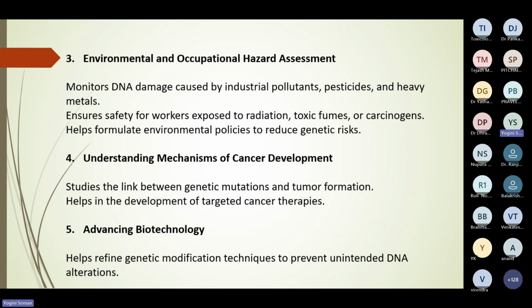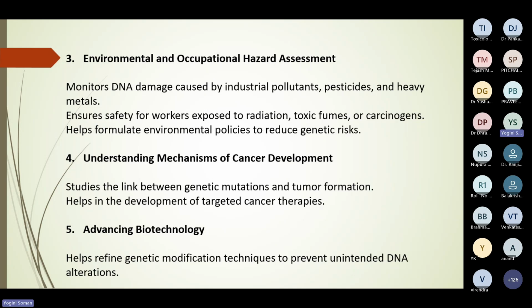Third is environmental and occupational hazard assessment. It monitors the DNA damage caused by industrial pollutants, pesticides, and heavy metals. It ensures the safety of workers as well, who are exposed to radiation, toxic fumes, or carcinogens. It also helps to formulate environmental policies to reduce the genetic risks.